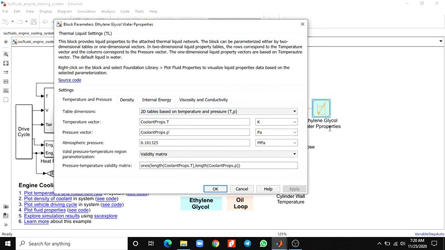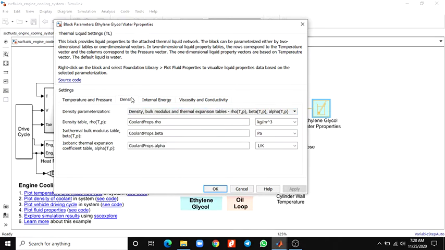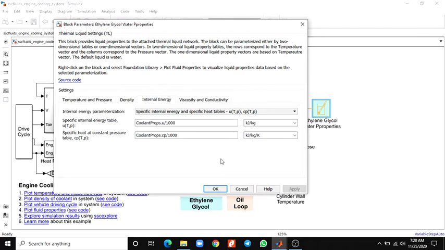This block can be parameterized either by two dimensional or one dimensional vectors, with the properties given as functions of temperature and pressure, or of temperature only. In single dimensional tables, it needs only temperature T. So the density parameters are the density table, the isothermal bulk modulus table, beta value, and the isobaric thermal expansion coefficient. Here also you have to give the values.